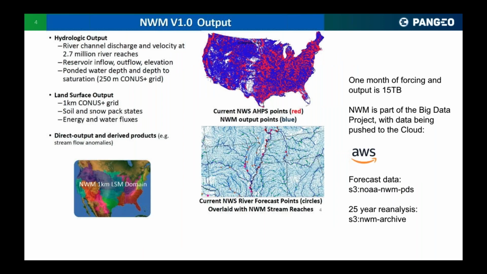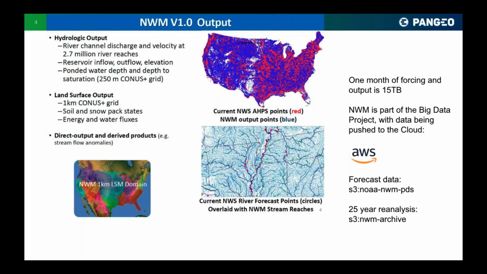So John and I were looking at HSDS together, and I went to a meeting in Tuscaloosa at the end of last year at the National Water Center, and heard about this National Water Model effort. They were producing about 15 terabytes of data a month, and pushing that data as part of the NOAA Big Data Project onto the AWS cloud.